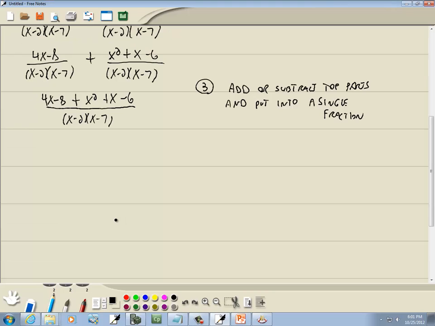Well, combine like terms at any step. The x squared remains. I'm putting it in standard form while I'm writing it down. Here we got a 4x plus x. That gives us 5x. And here we got negative 8 and negative 6, which gives us negative 14.